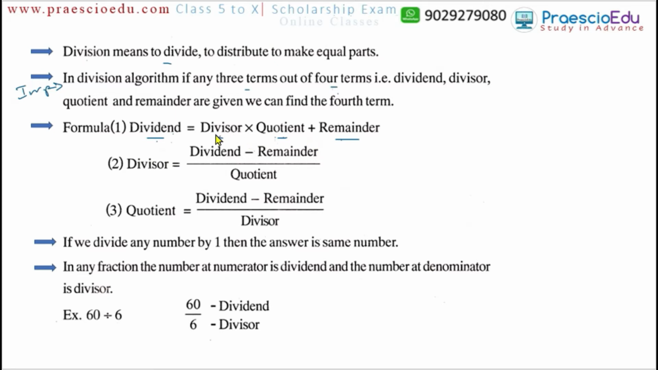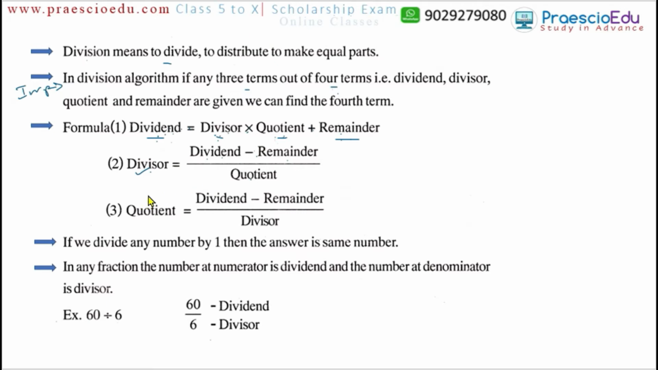It is very simple. Suppose the divisor is unknown, while the dividend, quotient and remainder are known, so we can find the divisor. Here the remainder is in addition, so it moves to the left side and becomes subtraction. The quotient is in multiplication, so it shifts to the other side of the equal sign and becomes division. So the divisor is the dividend minus the remainder, divided by the quotient. This is the formula for the divisor.